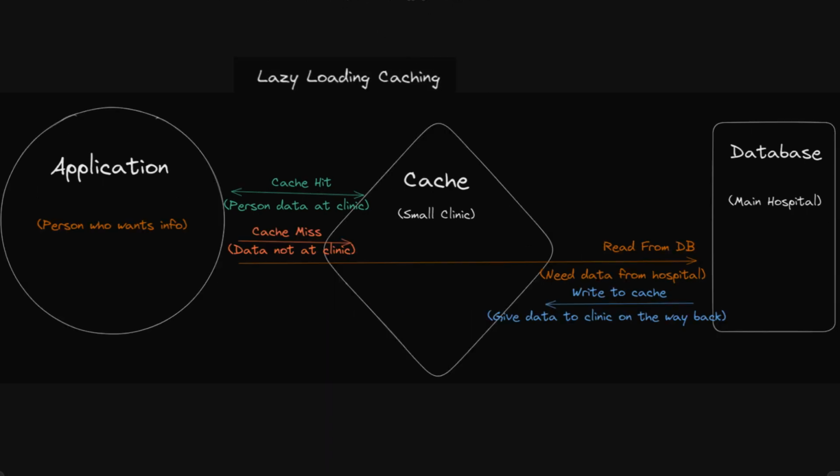Lazy loading caching can be compared to someone trying to get information about a patient at the nearest clinic, but if it's not there, they have to go to the hospital. Now, on their way back, they share the patient information with the clinic so that next time they need the patient information, it is at the clinic this time instead of the hospital. Or it's still in the hospital, but it's also at the clinic. In lazy loading caching, in the first request, the data is fetched from the database and written to the cache on retrieval. Subsequent same requests use the cache.